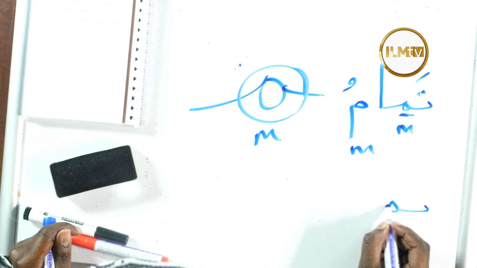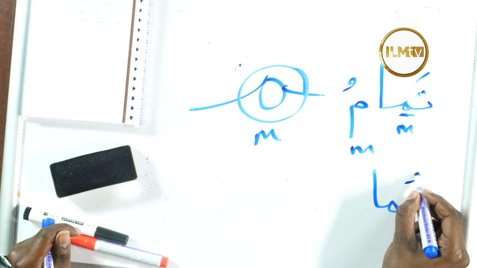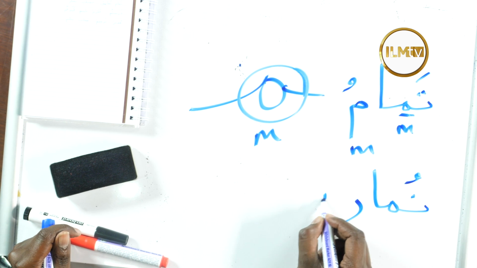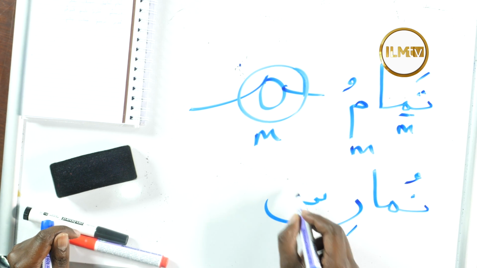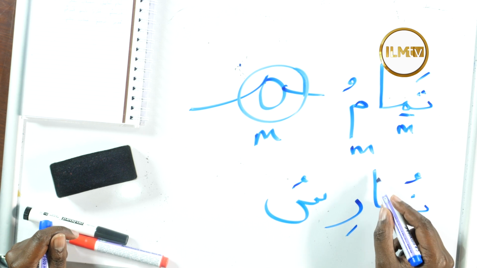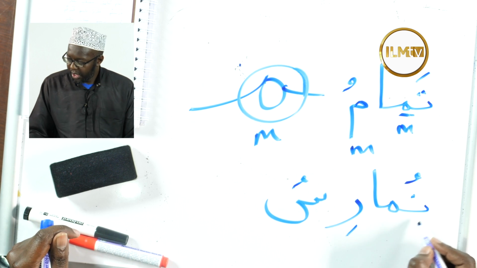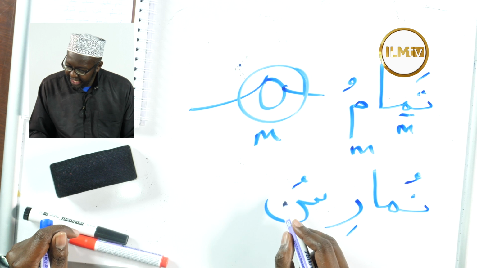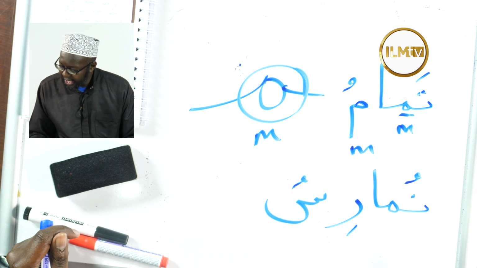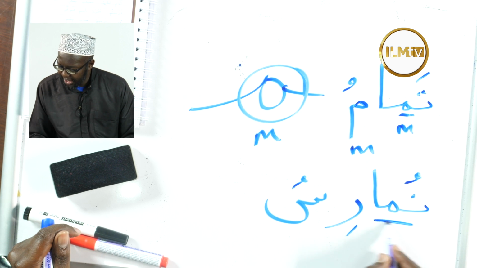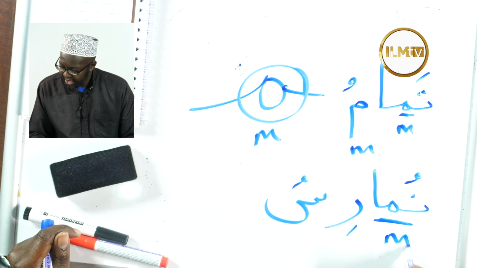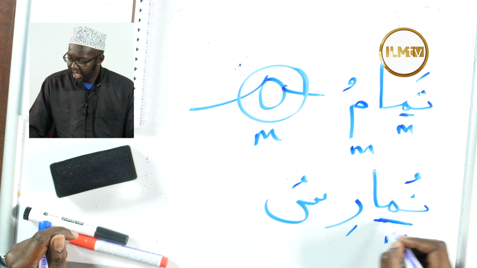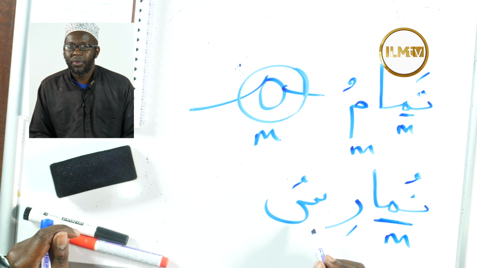Then we practice. Numarisu. Where's the M? There. That circle thing with a space in the middle. There's our M. Numarisu.